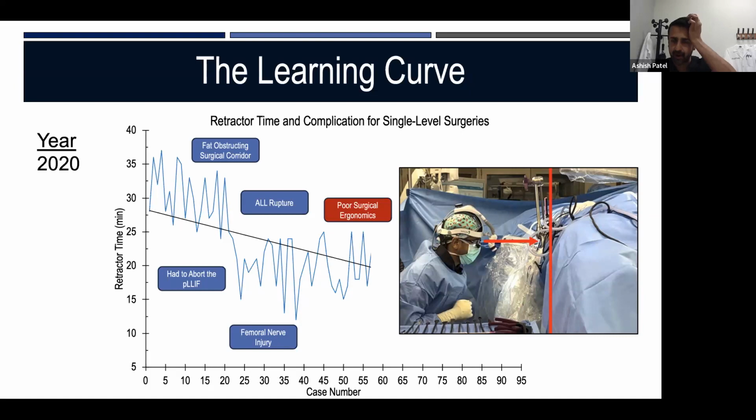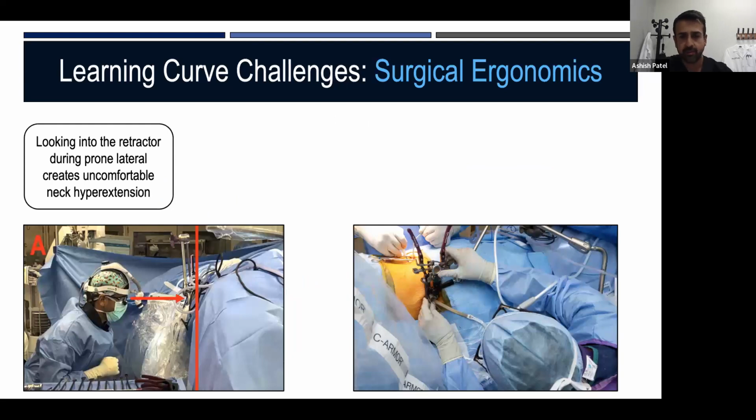Looking down the barrel of the retractor in the prone position when it's perfectly orthogonal is uncomfortable. And we want to make surgery comfortable. You can see that either I've got neck hyperextension on the left, or my neck is cocked to the right or left when looking down the corridor in that fashion.